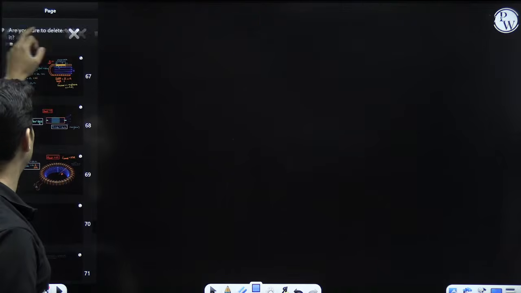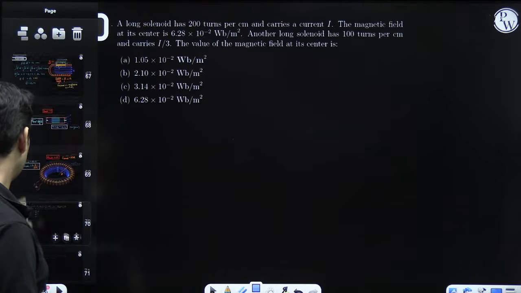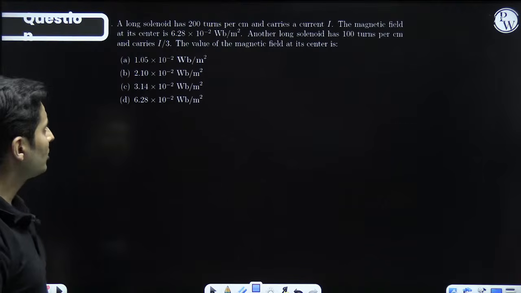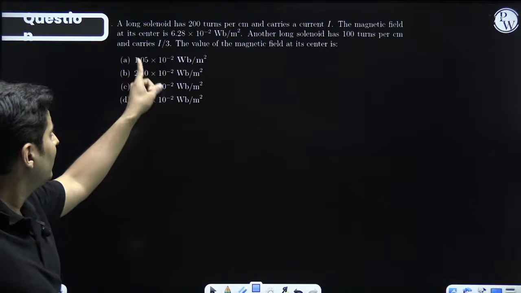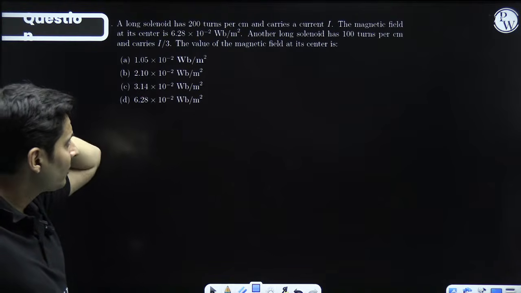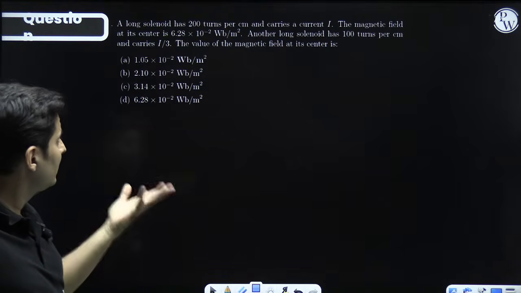And here it comes, the first one on your screen. Here it is. A long solenoid has 200 turns and carries some current I. Magnetic field at the center is 6.28. Another solenoid has 100 turns per centimeter.